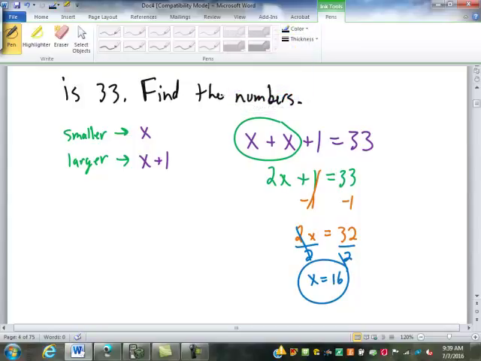What do you think? Okay. Are we done, by the way? Gotta be careful. The smaller number is 16. It said find the numbers. The larger one is 16 plus 1, or 17. You gotta make sure we answer the question.